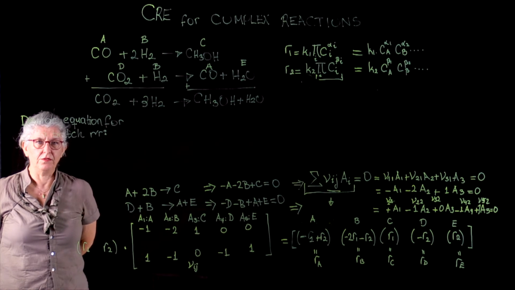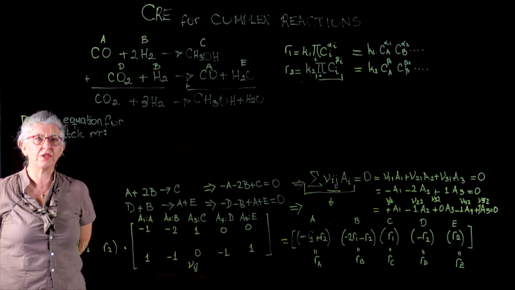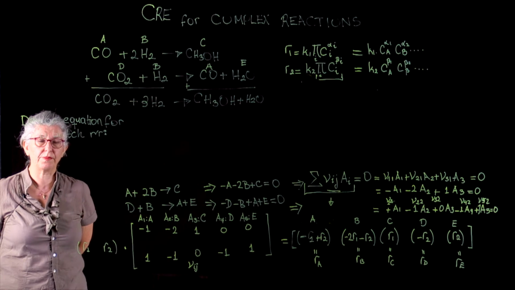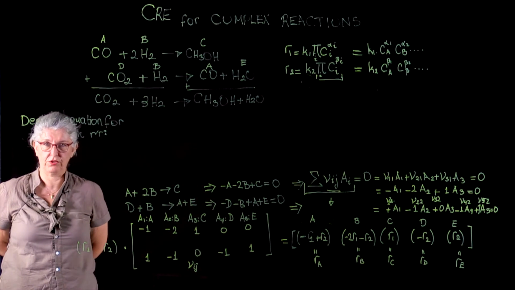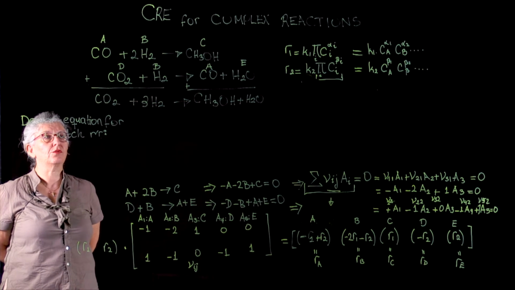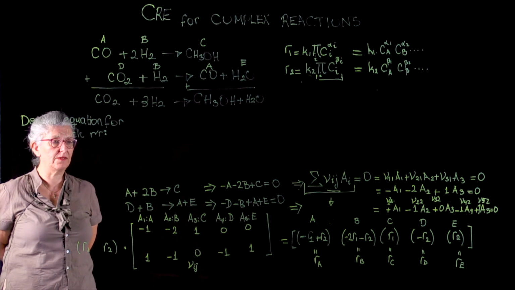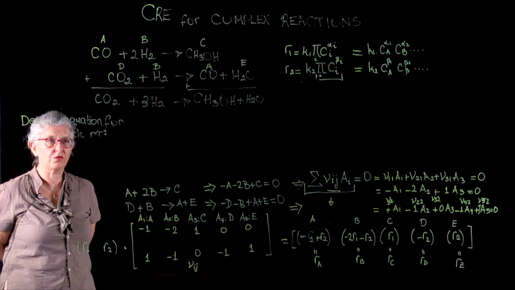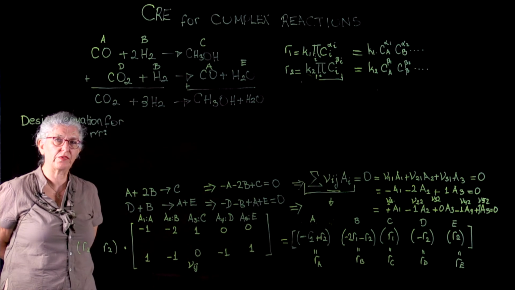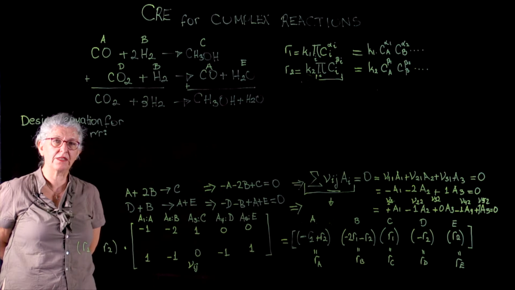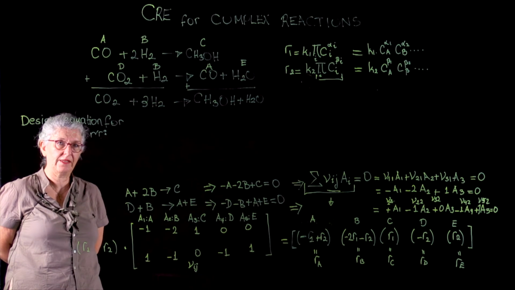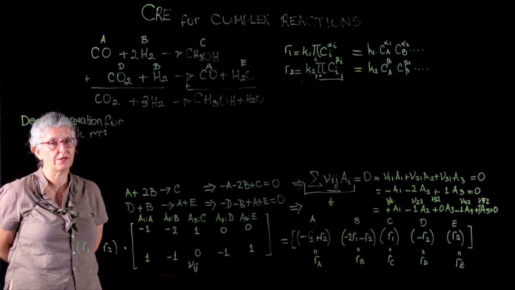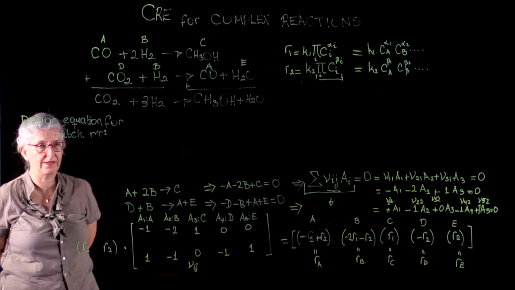In this video, we are going to derive the design equation for a batch reactor for a complex reaction network. So our reaction network is going to continue to be the methanol synthesis reaction. We are going to first write the design equation for a batch reactor for a simple reaction, and then we will see how we can add the complexities into it, and then how we are going to use the tensor algebra to simplify the expression.